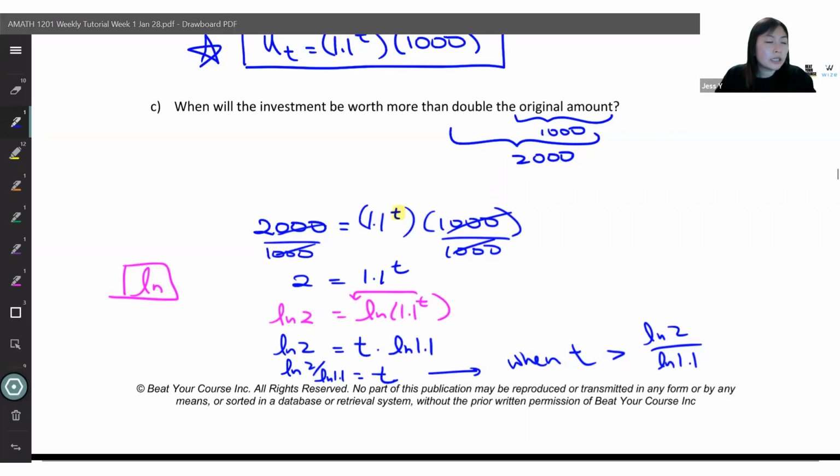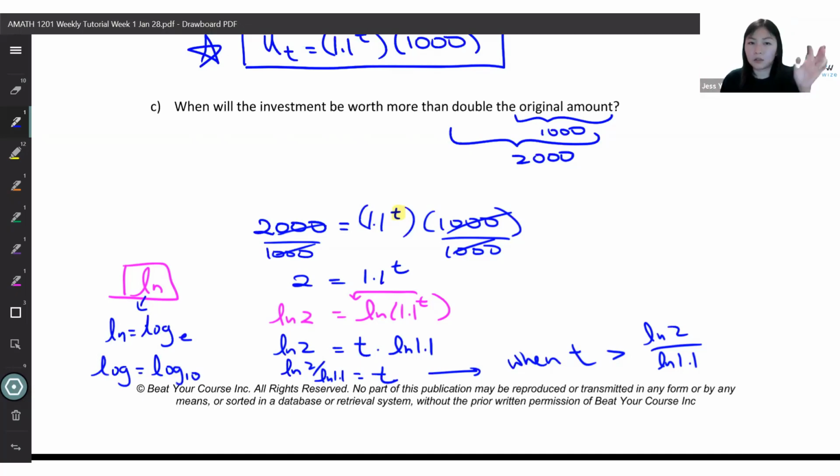A question, is it possible to take the log of both sides instead? Absolutely, you can take the log of both sides if you want. The only difference is ln is a special base. ln is actually log base e, whereas if you take the log of both sides, that's log base 10. Okay, it's the same thing. You can, if you want, take log base 5 if you wanted to, but no one does that. It's either ln or log, same thing. Okay.